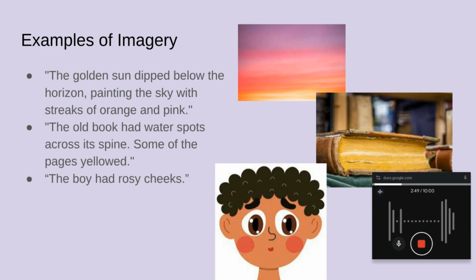And then another example, the boy had rosy cheeks. So instead of saying maybe the boy was embarrassed, we're showing rather than telling. So instead of thinking of a boy that's embarrassed, you're picturing a boy who's blushing.